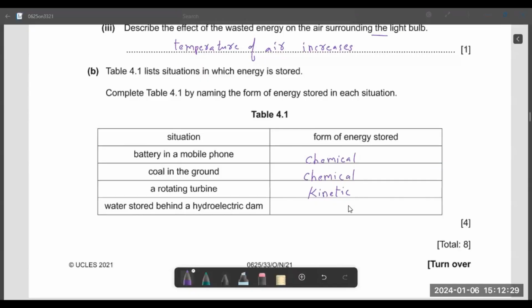Water stored behind a hydroelectric dam. That is, it is at a height. So it is gravitational potential energy. Gravitational potential means mgh. Suppose something is at a height, that contains gravitational potential energy.